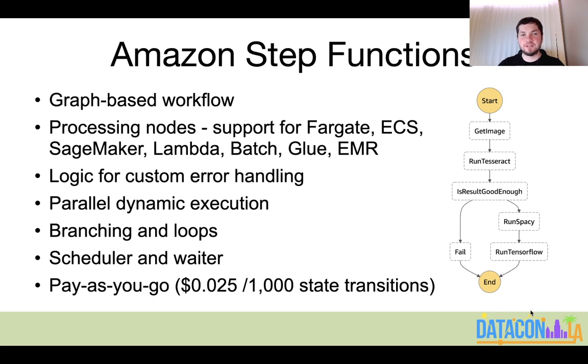First is Amazon Step Functions, which is basically a graph-based workflow where you can define each node as a different service. And it's very flexible in terms of services which you can use, from Fargate, ECS, SageMaker, Lambda to Glue and EMR. It provides a way to implement even very complex logic. So for example, you can do custom error handling, or you can process some tasks in parallel. Also, you can do loops and scheduler. The pricing with Step Functions is pay as you go, so you pay for state transitions.